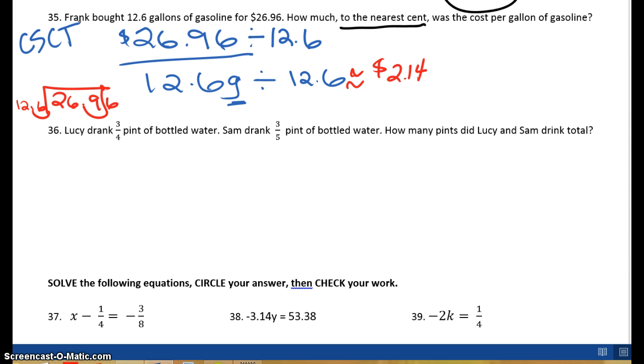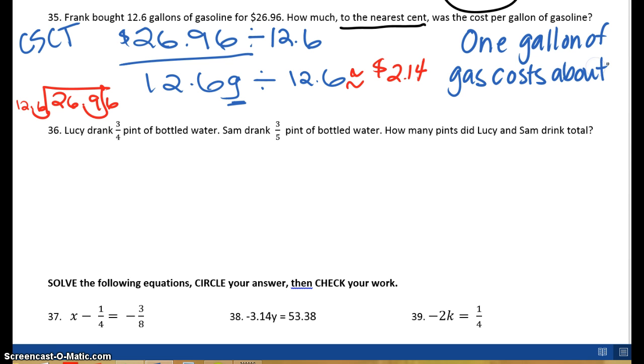Make sure we wrap in math. So I would answer the question. The question is, how much to the nearest cent was the cost per gallon of gas? So I should write, 1 gallon of gas costs about, and the word about is very important there since we are rounding, $2.14. Something along those lines, as long as we're answering per gallon of gas. It doesn't have to be the exact same sentence as I have here, but something very similar. Making sure we're restating the question, answering the question, and proving it with our work to the side.